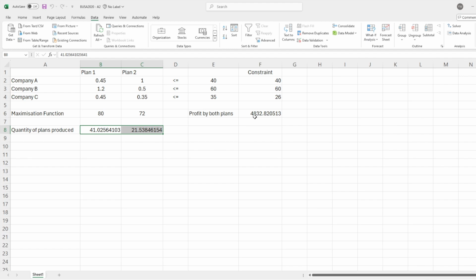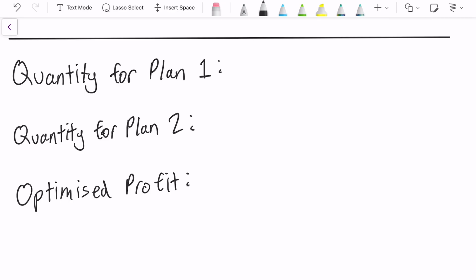To summarize, the optimal production quantity for plan 1 would be approximately 41, and the optimal production quantity for plan 2 would be approximately 22. Together, the optimized profit developed by both plans would be approximately $4,832.82.